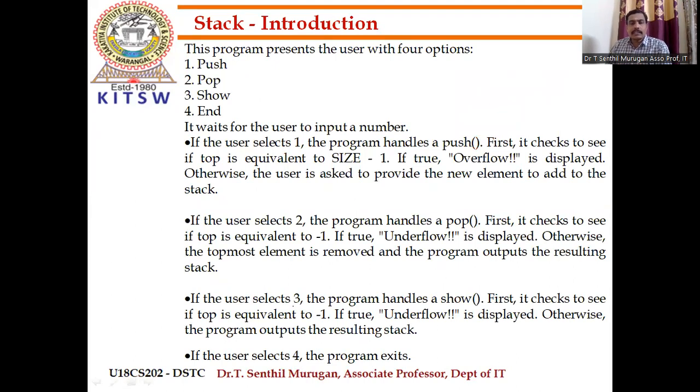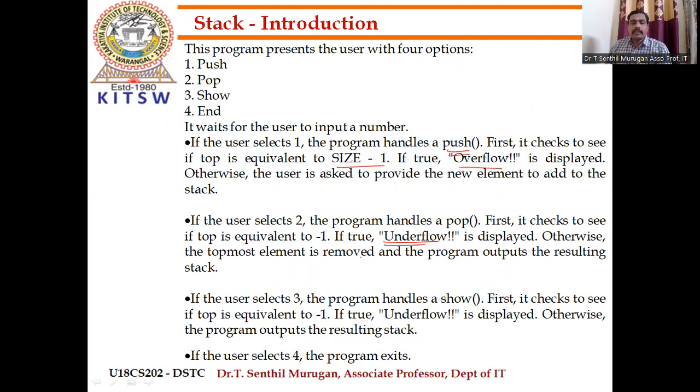So whatever I said, the explanation is given here. Okay, so initially handle the push function. First, check whether the condition is size minus 1 or not. After that, if it is size minus 1, overflow will be there. Otherwise, it will add the element. Second, underflow we have to check for pop operation.